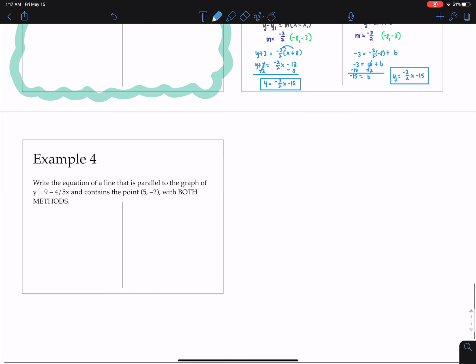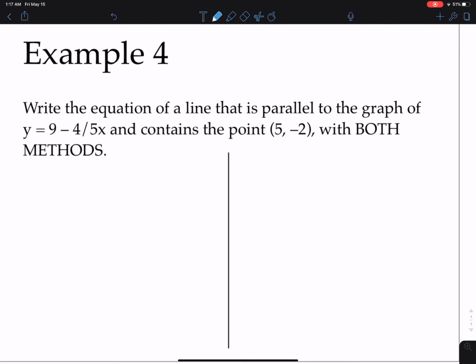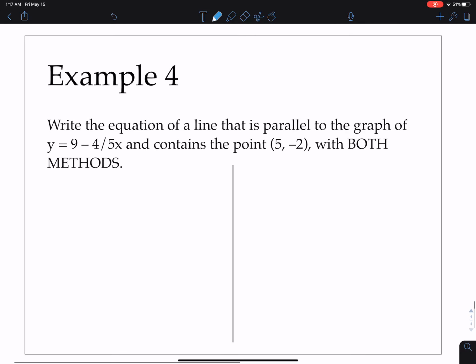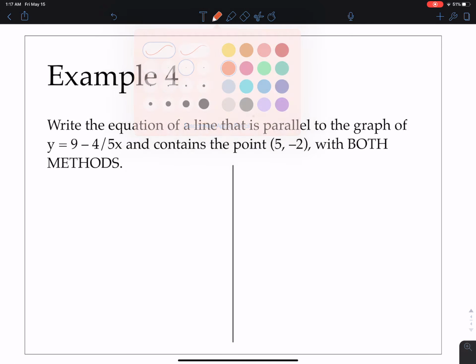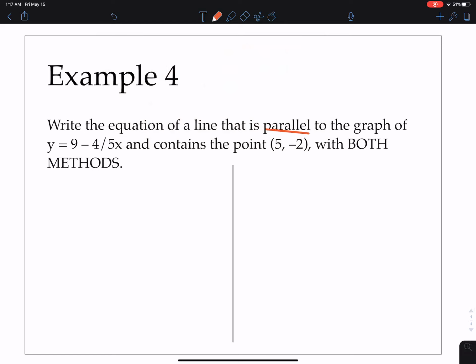And last but not least, that brings us to our last question. So write the equation of a line that is parallel. So this kind of jumps back to parallel lines. So with parallel lines, we're taking the same slope. So we're not doing a negative reciprocal because it doesn't ask for perpendicular. So our slope is going to be negative 4/5. And our point is going to be 5, -2.